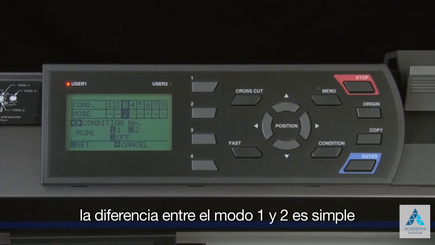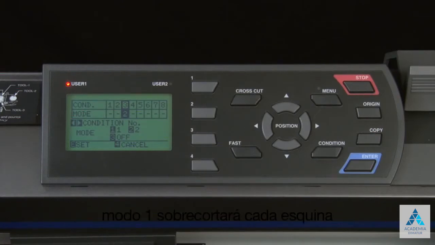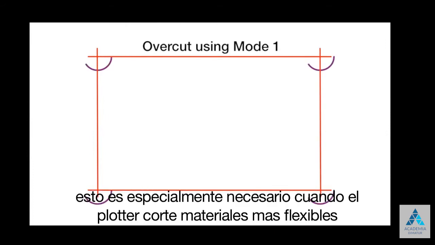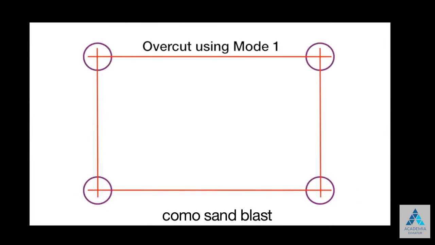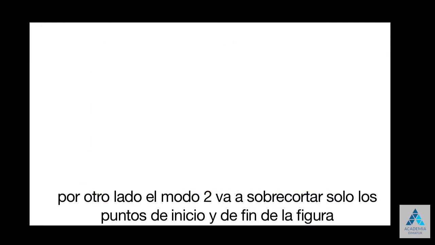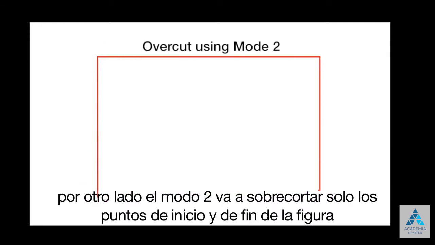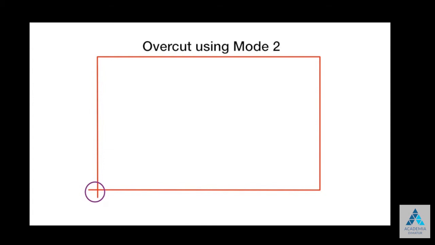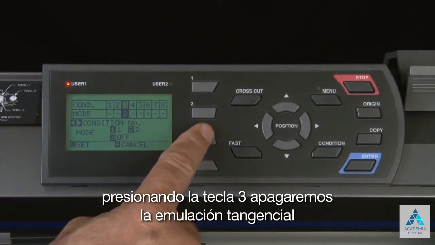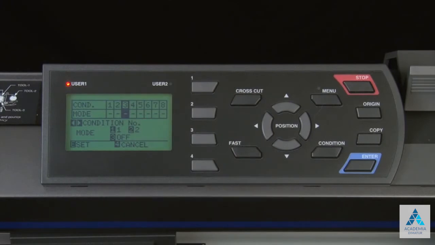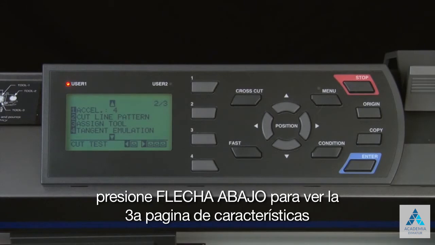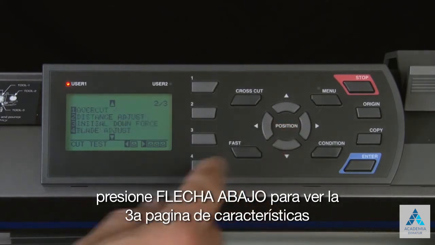The difference between mode 1 and mode 2 is simple. Mode 1 will overcut on each corner. This is especially needed when cutting the more supple medias such as sandblast rubber. On the other hand, mode 2 does an overcut only at the start and end points of a shape. Mode 2 can be used for media that are not as supple or stretchy. Pressing the 3 key disables tangential emulation mode altogether. Let's exit to go back to the main menu, and press the down arrow key to view the 3rd page of settings.